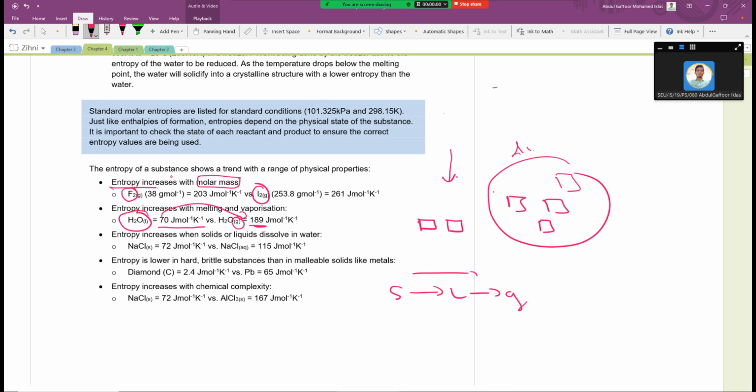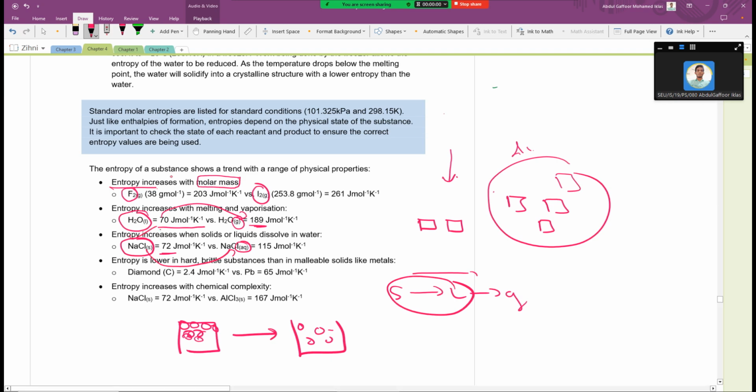The entropy increases when a solid or liquid dissolves in water, right? So now you see, we have sodium chloride in solid state. But if it dissolves, then what will happen? Disorder will come, randomness. It can spread anywhere in the water. So the randomness will increase, right? For solid sodium chloride, the entropy is 72 J mol^-1 K^-1. But for aqueous, it's like solid to liquid, so the entropy will increase.